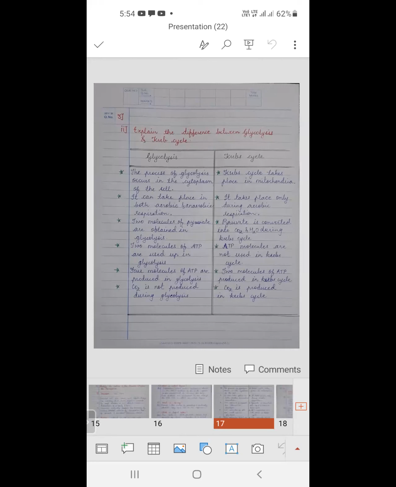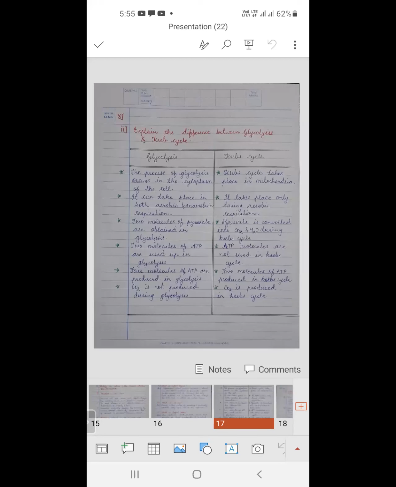Okay, so the third point: 2 molecules of pyruvate are obtained in glycolysis. What is the product in glycolysis? 2 molecules of pyruvate are obtained. And in Krebs cycle, what is obtained? Pyruvate is converted into CO2 and H2O during Krebs cycle. So here both points: 2 molecules of pyruvate, and here pyruvate is converted into carbon dioxide and water during Krebs cycle.